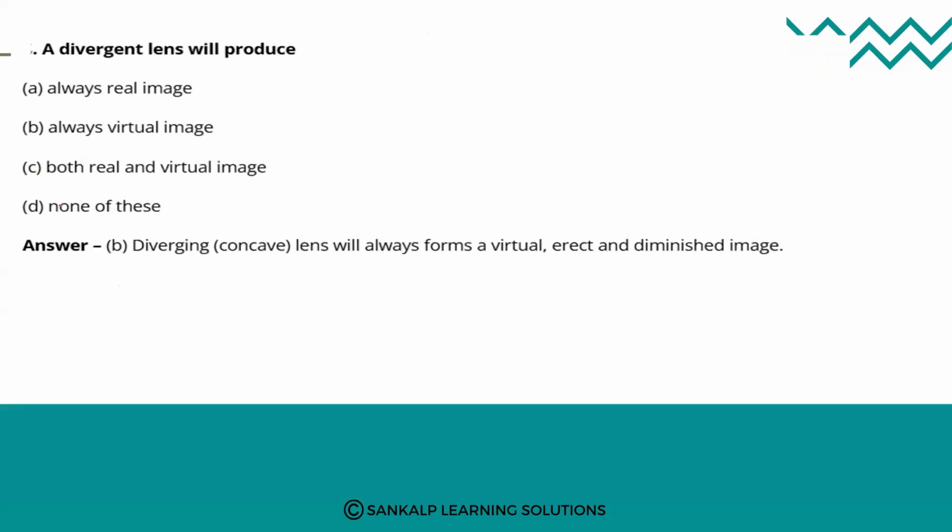A divergent lens will produce always real image.